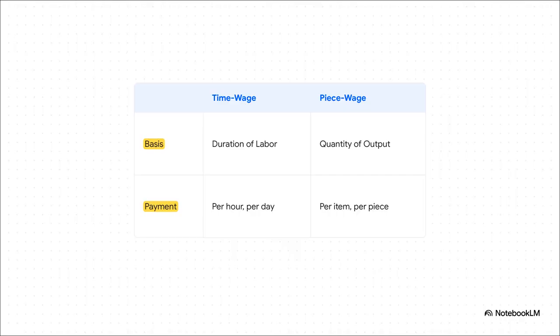With a time wage, it's simple. Payment is based on how long you work, by the hour, by the day. The piece wage, though, seems to throw time out the window completely. Now your payment is based on the quantity of stuff you produce, per item, per piece. This shift from time to output is the key thing we need to dig into. Is it really a new kind of wage, or is it just the same thing in a different disguise?